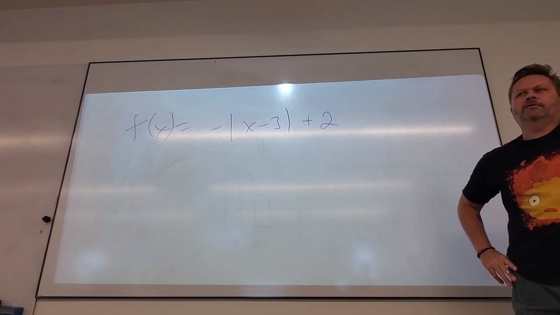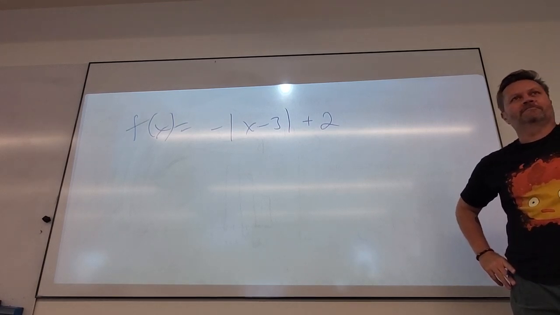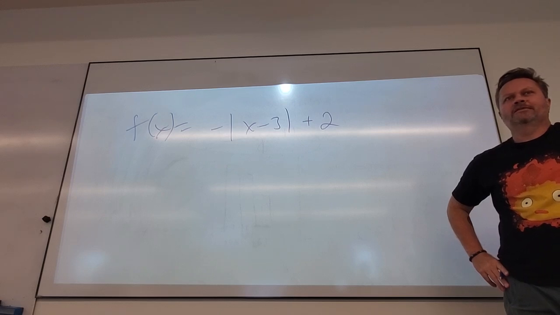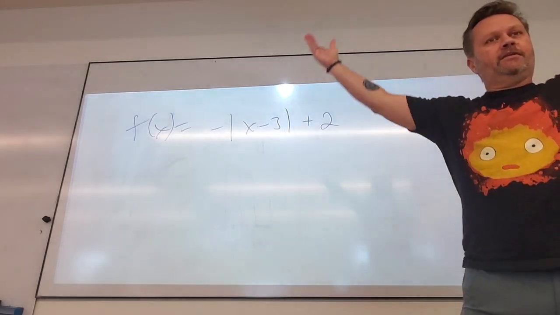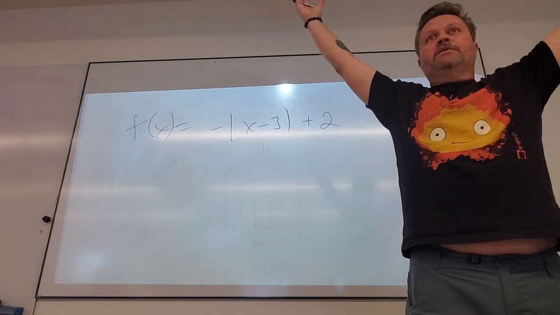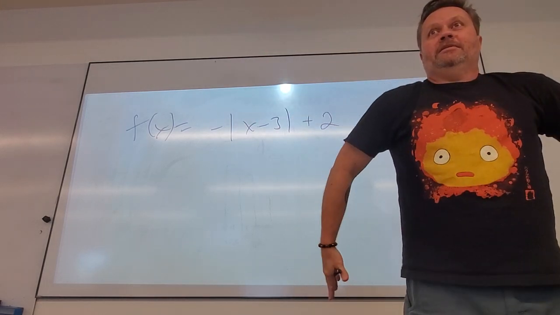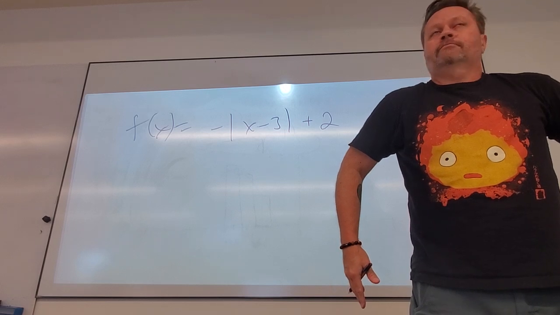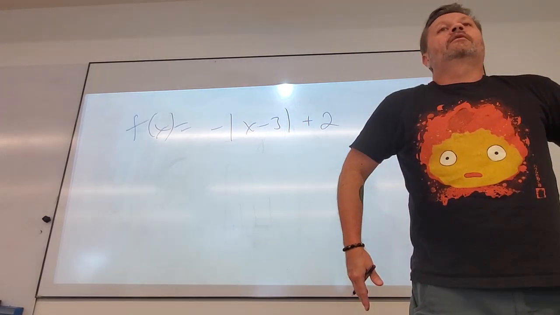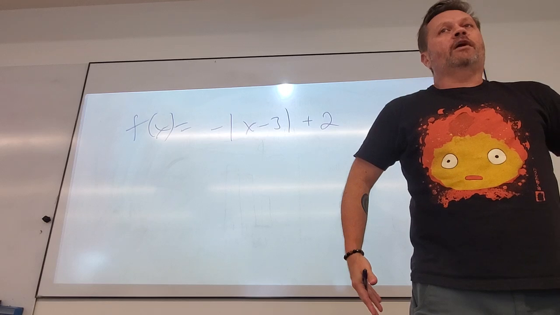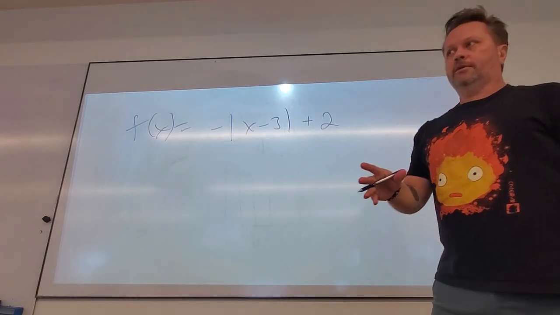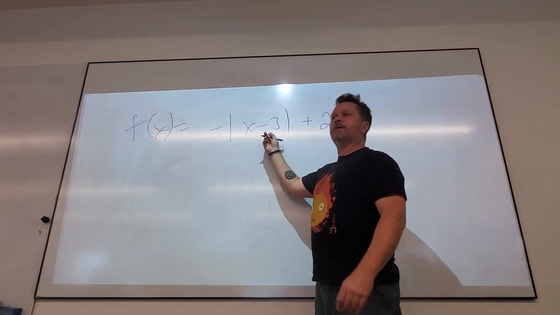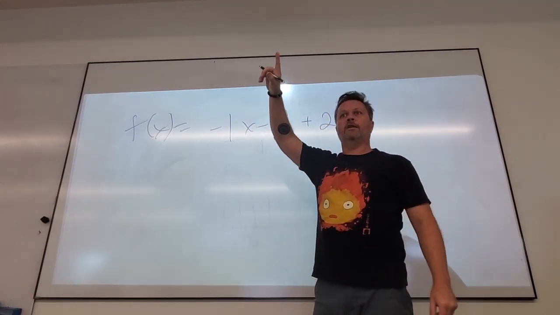Can you please graph that for me? What shape will it have? Absolute value looks like this. There's a negative in front, so it's going to look like this, flipped down. It's shifted up 2, and it's shifted right 3. Very quickly, do you remember talking about transformations of functions? But that's a -3, why are you saying it goes right 3?